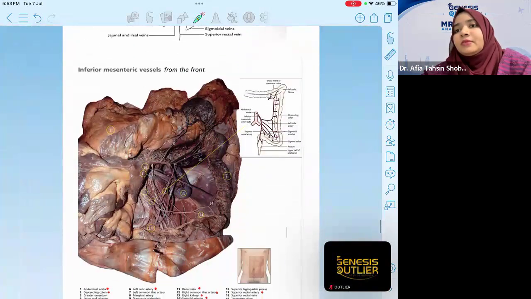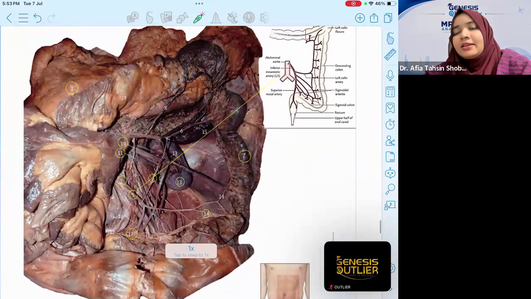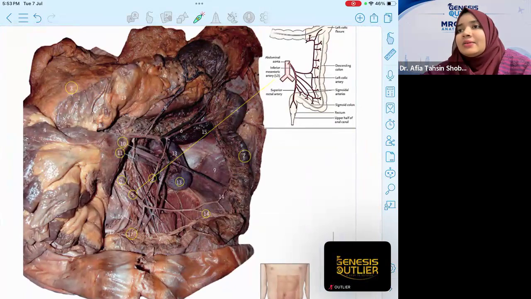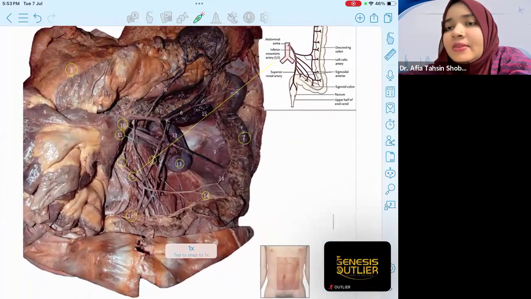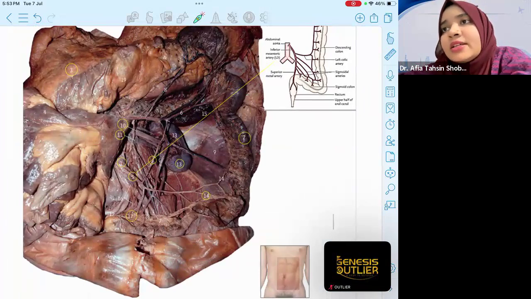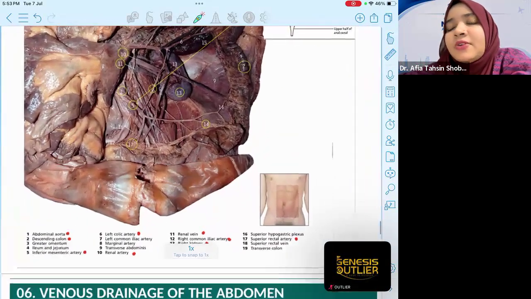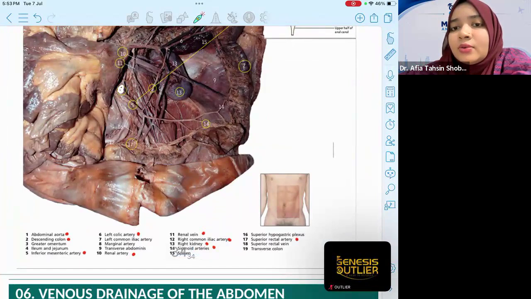And here is another complex image. Just see, first, where is the inferior mesenteric artery here? 5. You have to identify it first. 1 is aorta. So below this, you will have to find 5 first of all. 5 is inferior mesenteric artery.